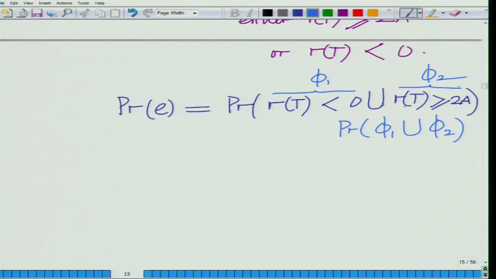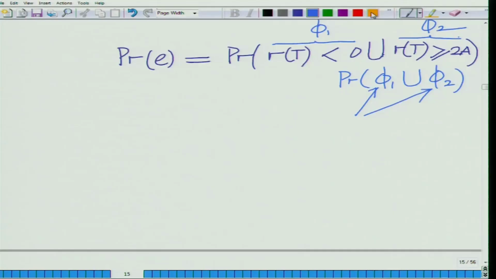the event that RT is less than 0, and phi 2 denotes the event RT is greater than or equal to 2A. And remember, these are two disjoint events, because if RT is less than 0, then it cannot be greater than or equal to 2A. Similarly, if RT is greater than or equal to 2A, it cannot be less than 0. So, these are disjoint events. Disjoint events means these are mutually exclusive events. Actually, the correct term for this is mutually exclusive, not disjoint.